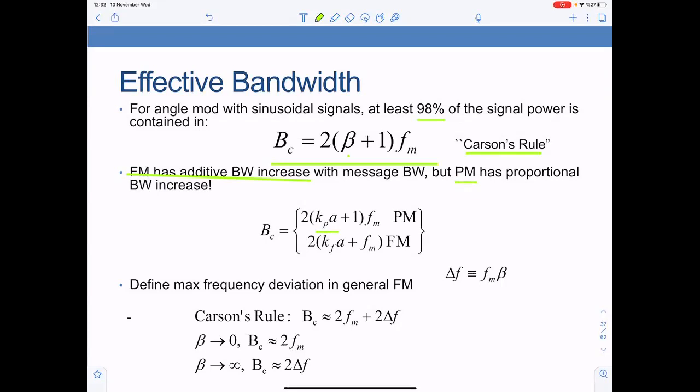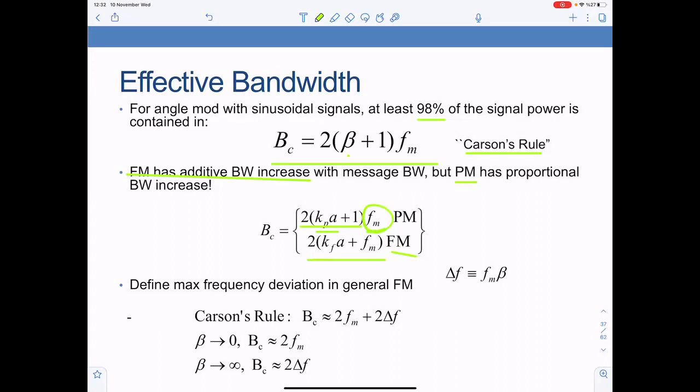Okay, so then the effective bandwidth is twice kp A plus 1 times fm. So bandwidth expands multiplicatively with the message bandwidth. But on the other hand, for FM, frequency modulation, beta is kf Am over fm, right? So multiply out with fm, you get this expression where the expansion of the bandwidth is additive.